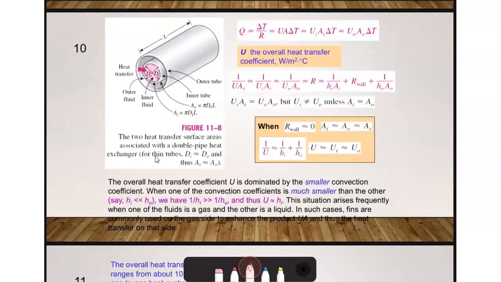The overall heat transfer coefficient is labeled as U. So this is the formula that we already know: Q dot equals delta T over R, which is equal to U A delta T.